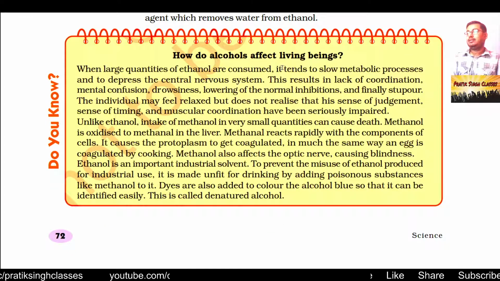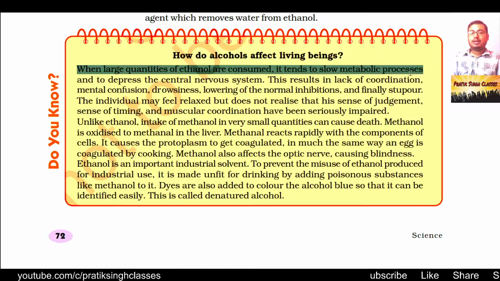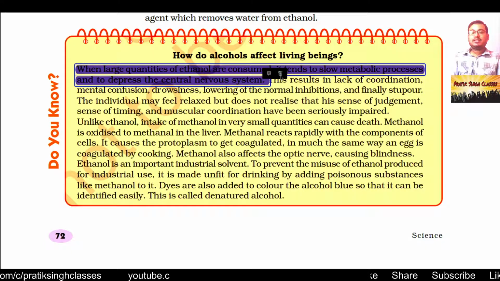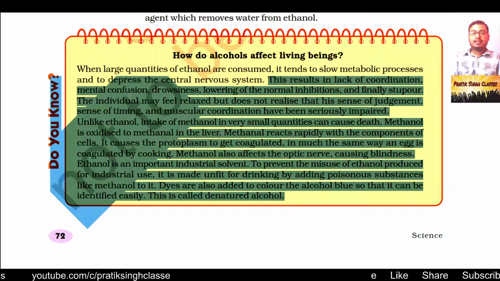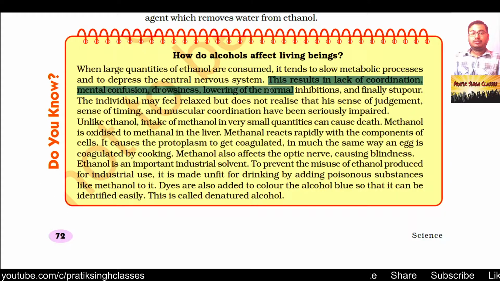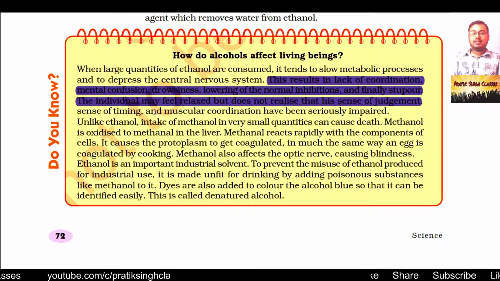Whenever any person consumes alcohol, what really happens to them? When large quantities of ethanol are consumed, it tends to slow metabolic processes and to depress the central nervous system. In that situation, a person becomes unconscious and forgets what he is doing or what others are doing with them. This results in lack of coordination, mental confusion, drowsiness, lowering of normal inhibitions, and finally stupor. The individual may feel relaxed but does not realize that his sense of judgment, sense of timing, and muscular coordination have been seriously impaired.